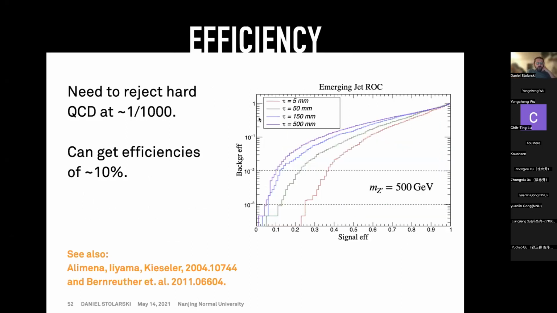You need to reject QCD at a rate of something like 1 in 1,000. And so this is the ROC curve, receiver operator characteristic. It shows where you place the cut, with background rejection on the vertical axis. The harder you cut, you get less signal, but also more background rejection. And so you can still, even for this MZ prime being relatively light, get efficiencies of order 10 to 30%, depending on the lifetime.